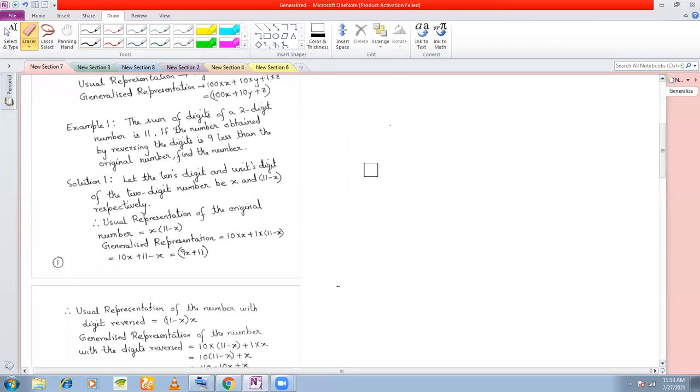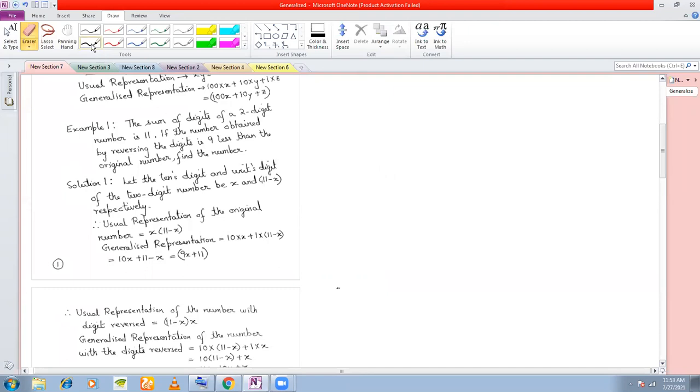The sum of the digits of a two-digit number is 11. If the number obtained by reversing the digits. Now, what do you mean by reversing the digits? Suppose the number is 56, and if I reverse the digits, this 6 will come here and 5 will come here. That means the number will become 65. This is what is meant by reversing the digits.